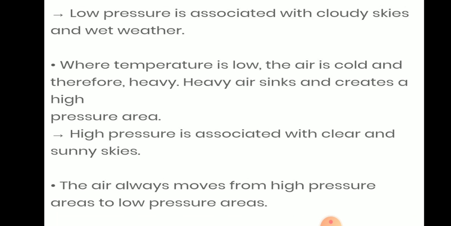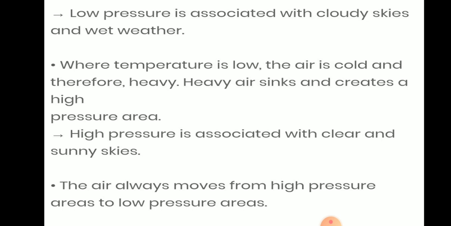How is low pressure associated with cloudy skies and wet weather? You have to remember this. Low pressure is associated with cloudy skies and wet weather, because where there is very intense heat and high temperature in an area, the air gets heated and rises up. When it reaches the higher part of the sky, it cools down, and after the temperature reduces, it forms clouds and then there is rainfall. So wet weather is there.